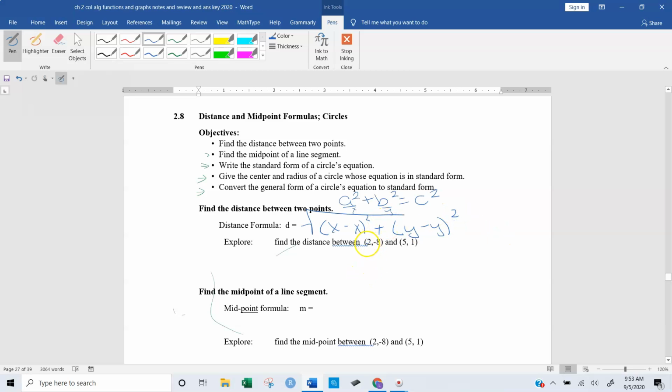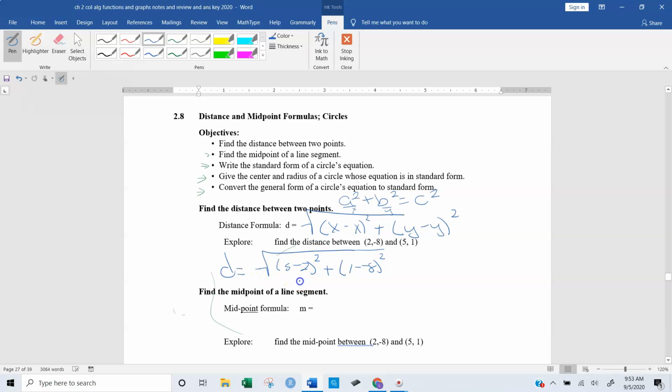So let's go here. I need to know how far it is from 2 to 5. Well, if you know that's 3, you can write down 3 squared. If not, we can do the entire formula. So I can say this is 5 minus 2 squared plus the change in the y, so that's 1 minus a negative 8 squared, and this is going to equal my distance. Remember, distance is always positive, so there's no negative in here.